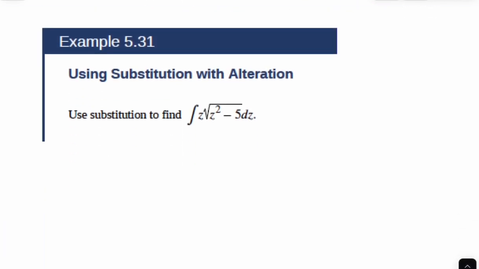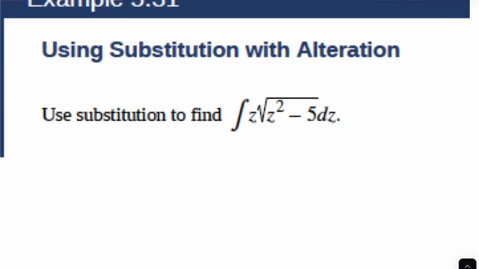Okay, let's do another one. What is the stuff that's stuck inside? What is the stuff that's stuck inside? Yep, the z squared minus 5. Is its derivative or a multiple of its derivative living on the outside? Yes, a derivative of z squared minus 5 is a 2z. There's a multiple of that living on the outside right here.